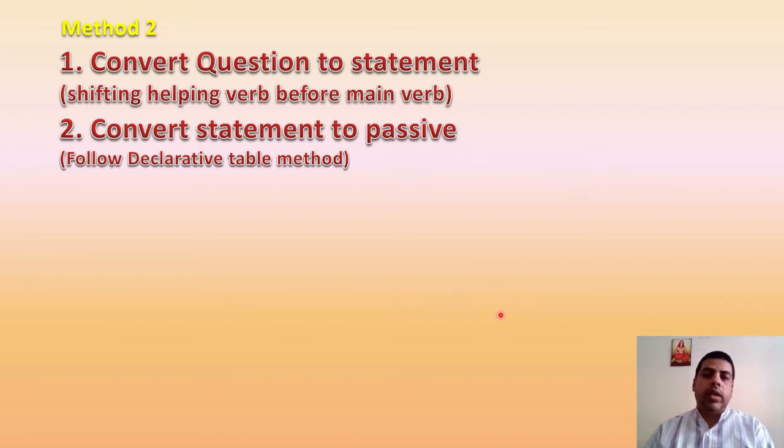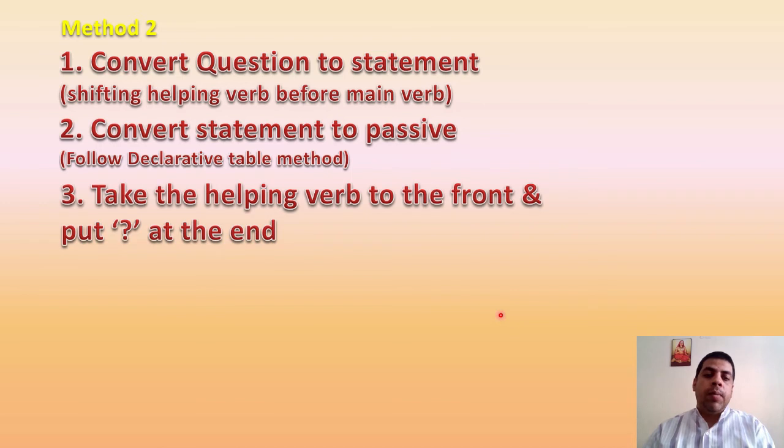Once this is done, what you have to do is to bring back the auxiliary verb to the front and put the question mark at the end. The same WH word, if it is there, also should be brought to the front, and keep the question mark at the end. Let's now look at one example so that you can get the idea clearly.